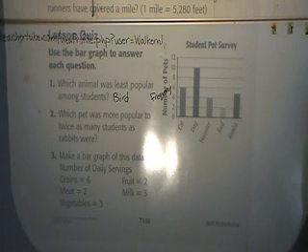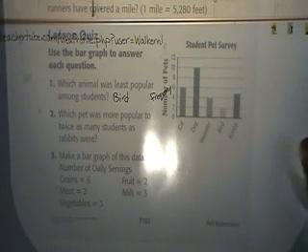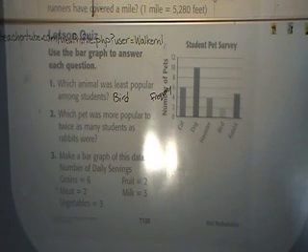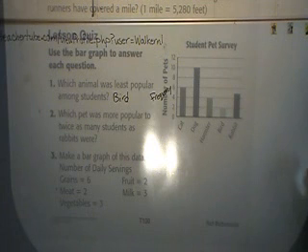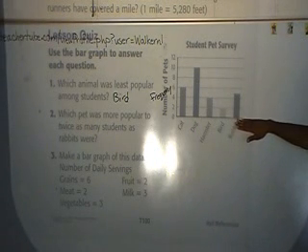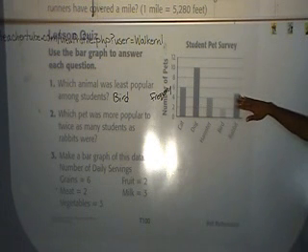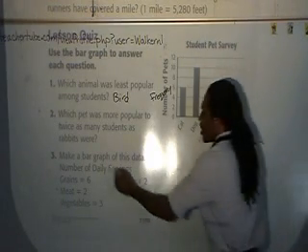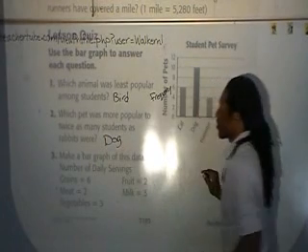Which pet was more popular to twice as many students as the rabbit? Think about what that question says. It says, which pet was more popular to twice as many students as rabbits were? Dog. Now, rabbit, what is that frequency? 5. So, twice as many as 5 would be 10, which would be dog.